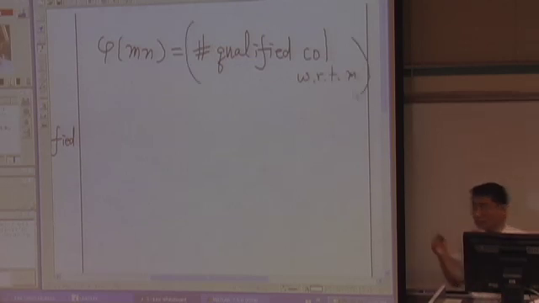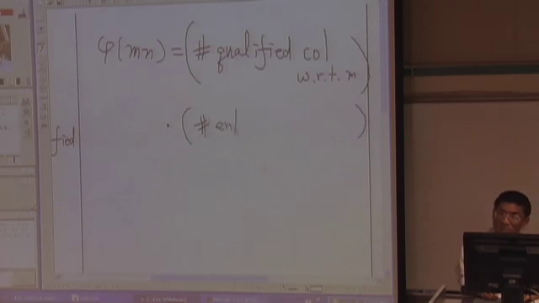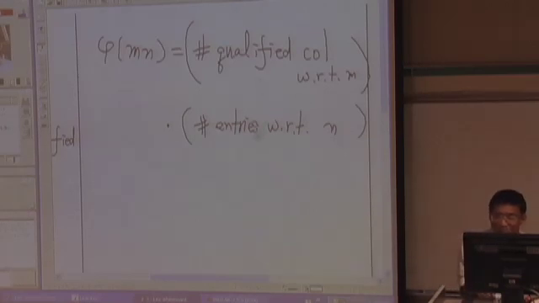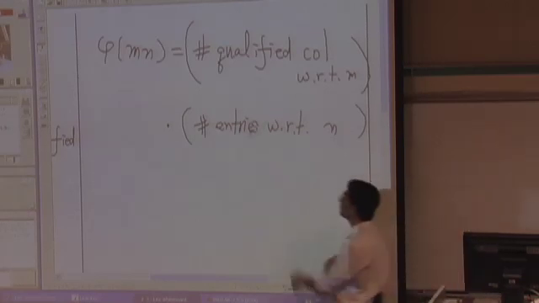And then for each column, we pick the number of entries relatively prime to n. So this is the summary of the proof.